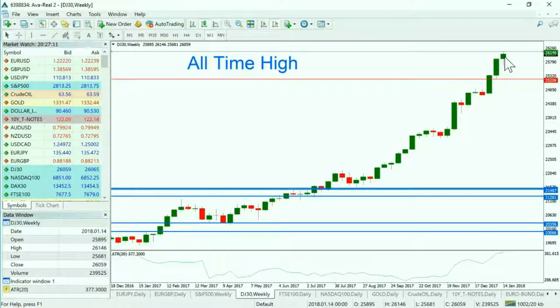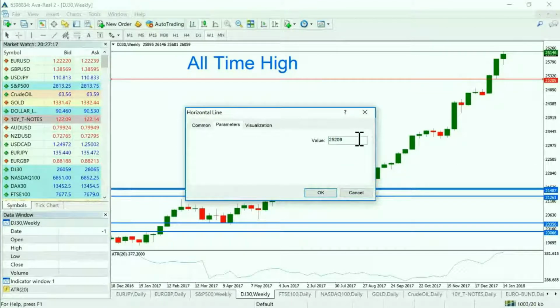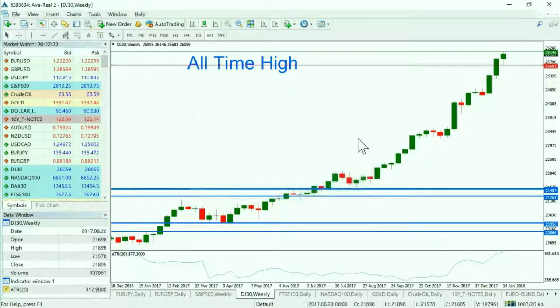So to the downside, we're going to look at 25,681. So that's the down. That's the weekly level of support in that market.